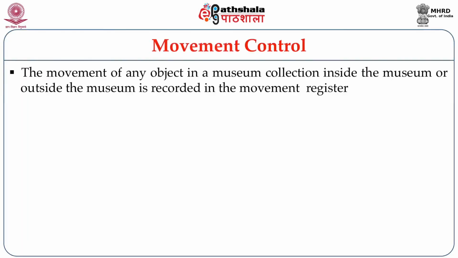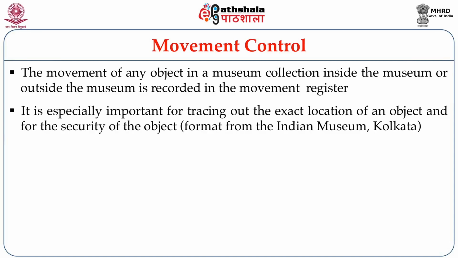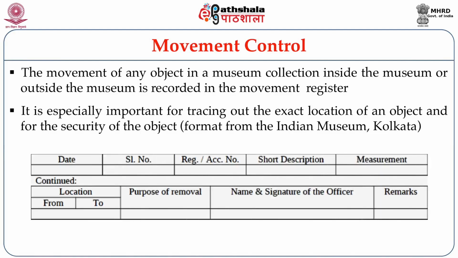The next step is movement control. The movement of any object in a museum collection, inside the museum or outside the museum, is recorded in the movement register. It is especially important for tracing out the exact location of an object and for the safety and security of the object. Here is a format of a movement control register taken from the Indian Museum, Kolkata, West Bengal.